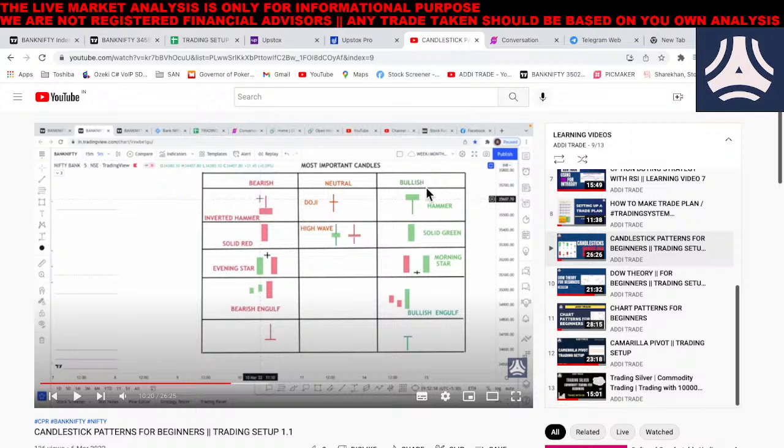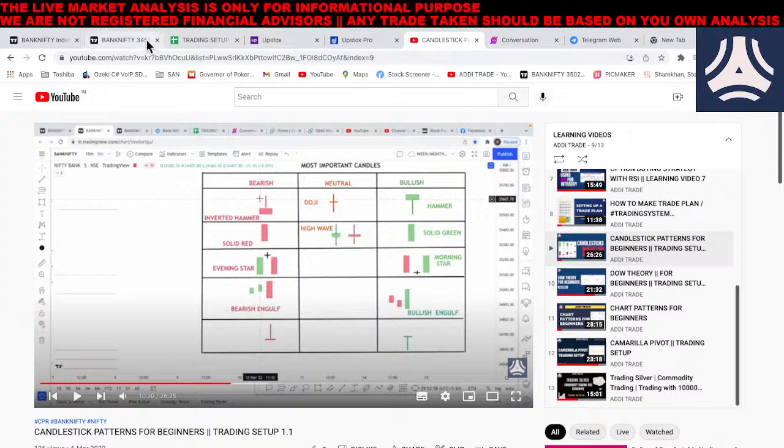And some of the bullish candles are this hammer where you'll have a body and a wick. Then you will have a solid green candle. This is called a morning star, where you have a red, a small doji, and a green candle, and a bullish engulfing and a bullish doji. So these are some of the most important candles that we will look for.